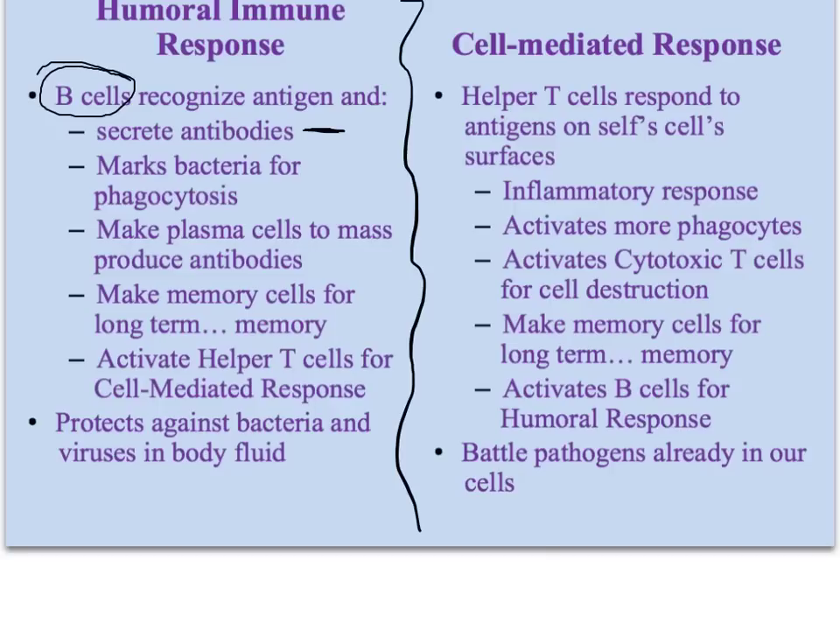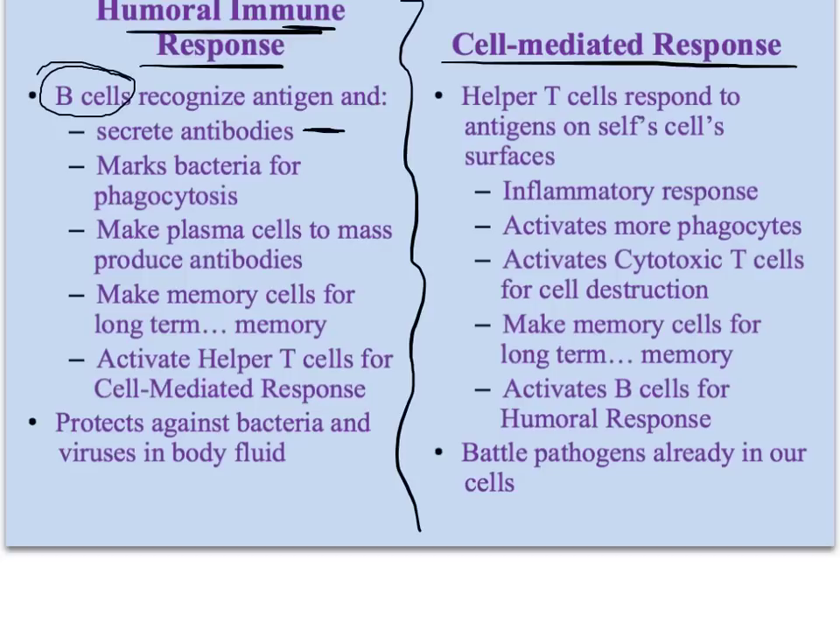They make plasma cells, and plasma cells are specific B cells which produce lots and lots of antibodies. So B cells produce a couple, but plasma cells mass produce it. It's also going to make memory cells for long-term memory. Okay, so a memory cell is going to be what sticks around in your body, and it's going to remember that specific antigen until next time you get it. So the last thing it's going to do, it's going to activate T helper cells for the cell-mediated response. So the humoral response can activate the cell-mediated response, and we're going to see that the cell-mediated response can activate the humoral immune response. So they're both going to kind of work together and activate each other over and over and over again.